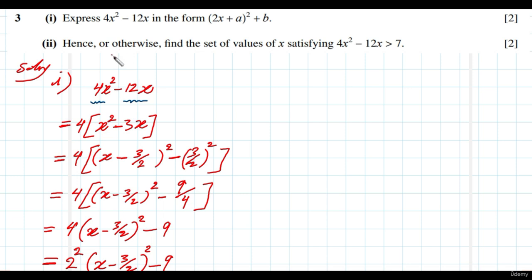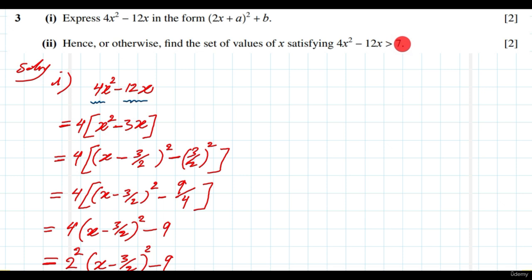Now the second part of the question: hence or otherwise find the set of values of x satisfying 4x squared minus 12x greater than 7. So if you look at the left side of this inequality, you see that it's the quadratic expression that we solved or simplified in the first part. Now we need to solve this quadratic inequality. And a rule that's always applied for quadratic inequalities is that the right side of the inequality must be 0. And if it's not 0, you need to make it 0.